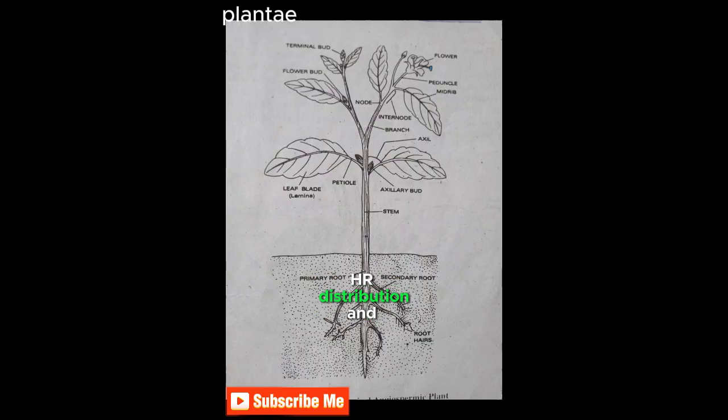Distribution and importance. Angiosperms are found almost everywhere on Earth, from the dry, scorching deserts of Arabia to the icy slopes of the Himalayas, from rainforests to grasslands, and even underwater in some cases. They include tiny herbs like mint, creepers like money plant, shrubs like hibiscus, and gigantic trees like the banyan.